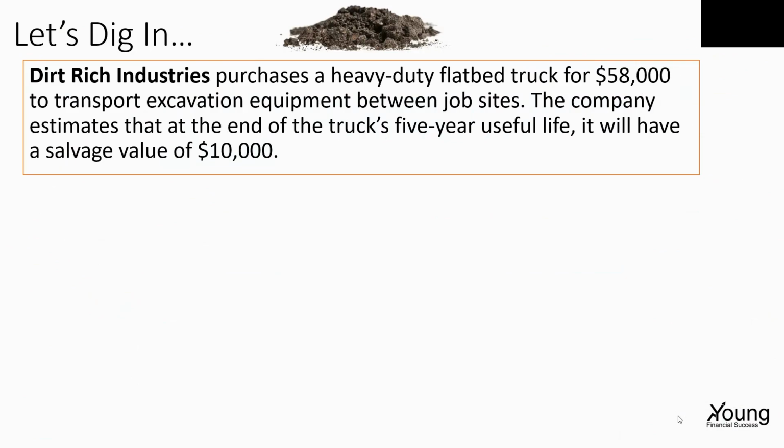Dirt Rich Industries purchases a heavy-duty flatbed truck for $58,000 to transport excavation equipment between job sites. The company estimates that at the end of the truck's 5-year useful life, it will have a salvage value of $10,000. So the salvage value, which is also called residual value, that is going to be what we expect the truck to be worth at the end. So they're not going to use the truck until it's complete trash and they just push it off a cliff. Kidding. But they're not going to use it until that point. They're planning on selling it when they're done, and I think they'll probably get about $10,000 out of it.